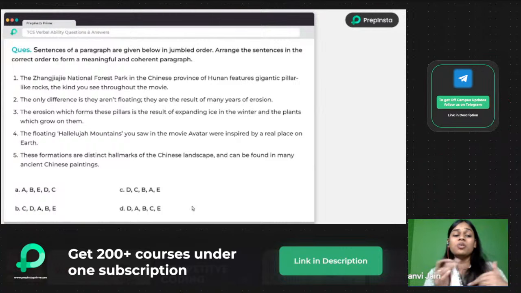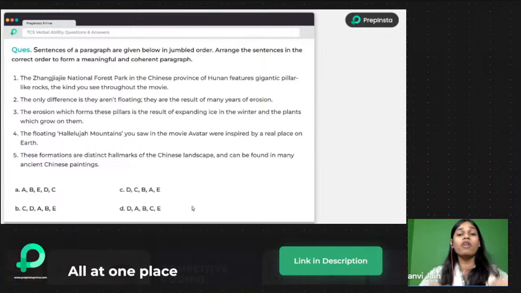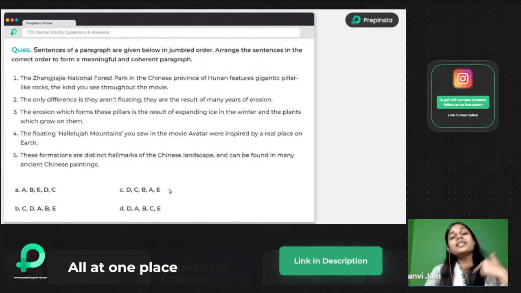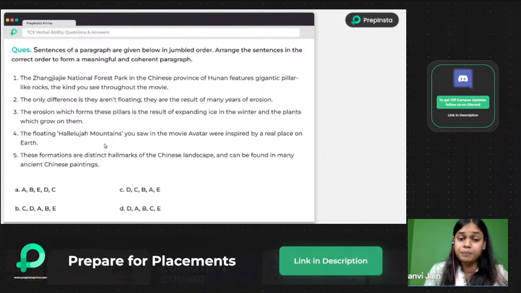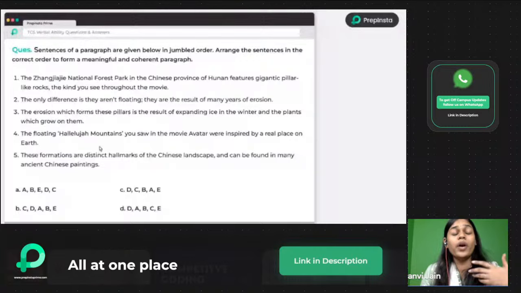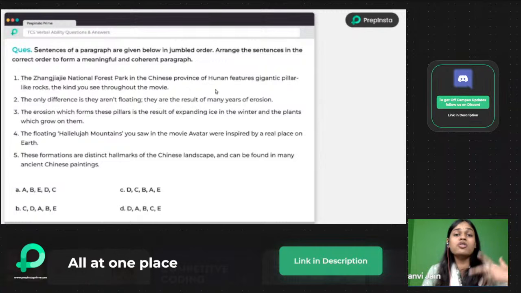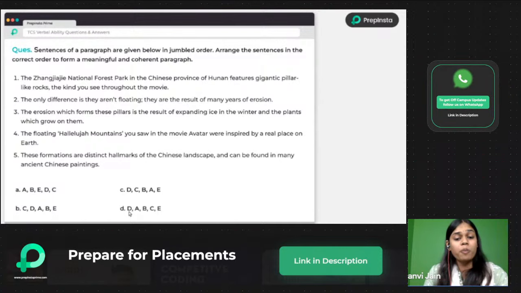So we are using the trick of elimination over here, and we remove A and B from the list itself. Next we come up with option C and option D. Now over here, we have to understand the second connecting sentence. Since we have talked about the Hallelujah Mountains, we are going to talk about where these mountains are located. And that is in sentence A, which says the Zhangjiajie National Forest Park in the Chinese province of Hunan. So here is the geographical location of these mountains, and that is going to be the second sentence, which makes option D the correct answer.